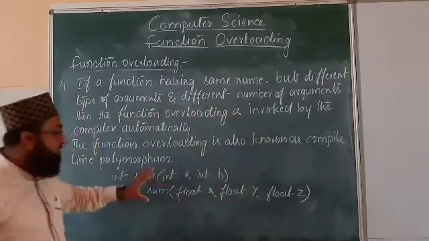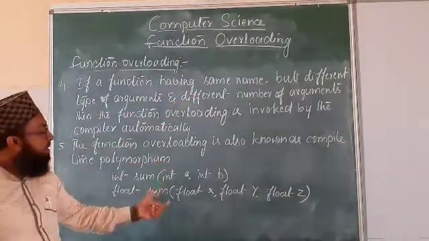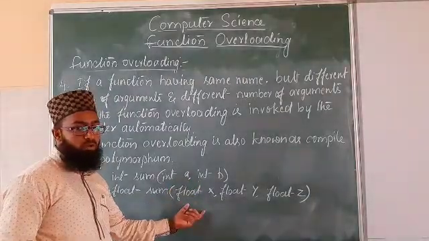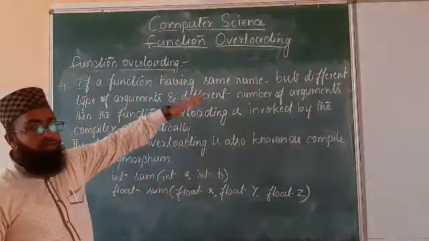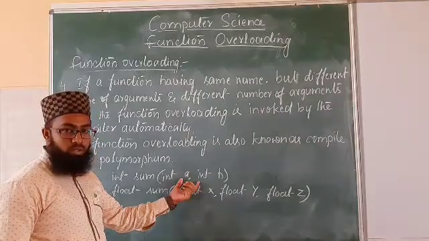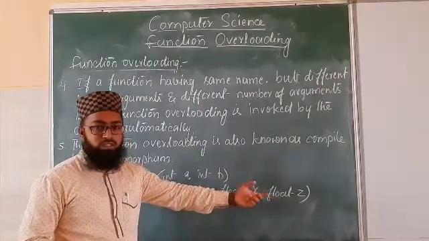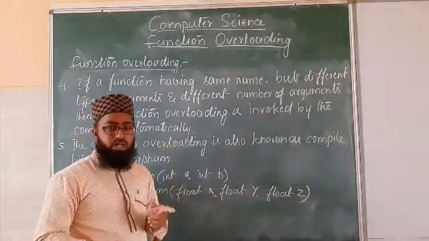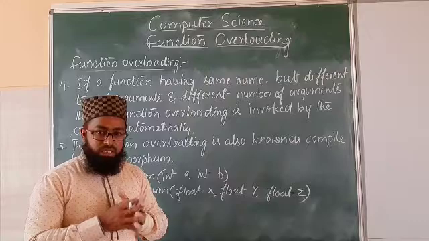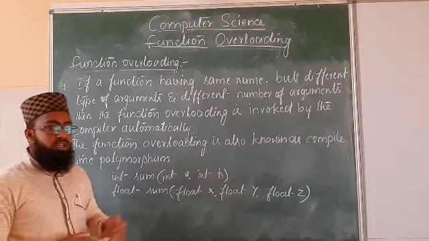So this is called function overloading, having the same name. See, the functions have the same name but different type of arguments. Type of arguments means this is integer type and this is float type, and different number of arguments. In the integer function sum there are only 2 arguments, but in the float function sum there are 3 arguments. This is called differing in type of arguments and differing in number of arguments. Now I will give you a syntax and an example, then you will come to know what is meant by function overloading.